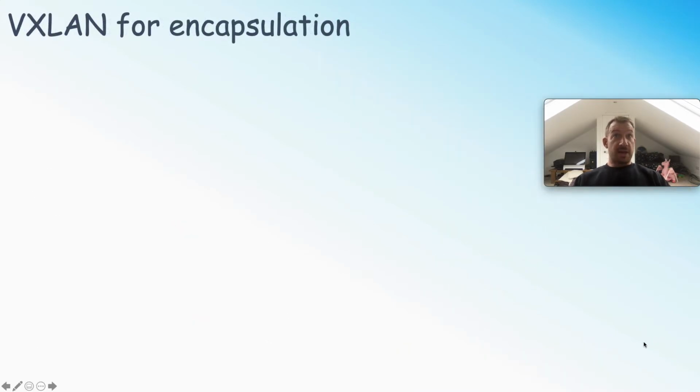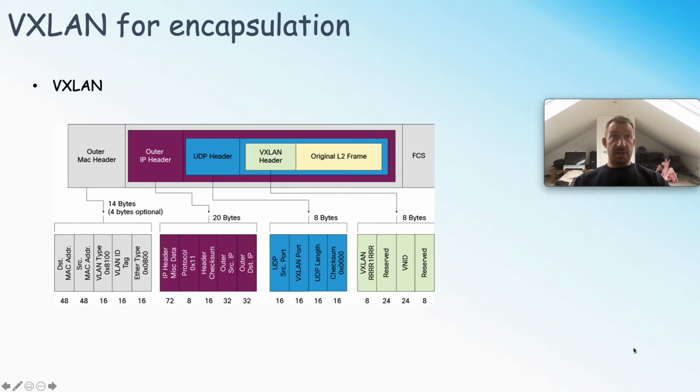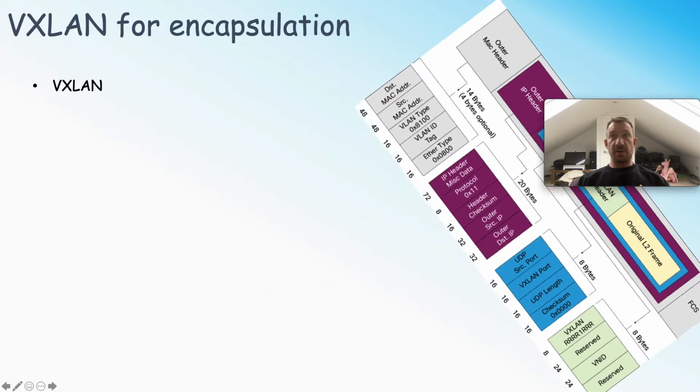So we have VXLAN for encapsulation. What can I say about VXLAN? This is what it looks like. We've got our original layer 2 frame from the client. We have our VXLAN header, which is sent over UDP, and then a new IP header, which is the destination leaf. So it's the VTEP IP, and then of course hop by hop we add a new MAC. But let's have a look at this in a bit more detail.